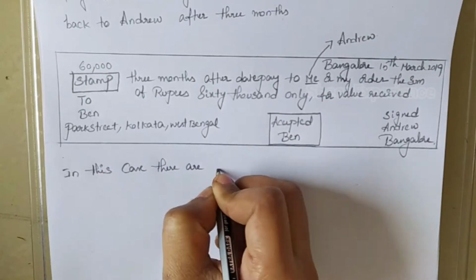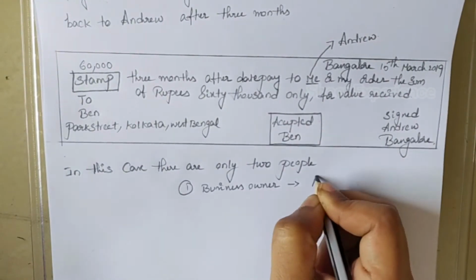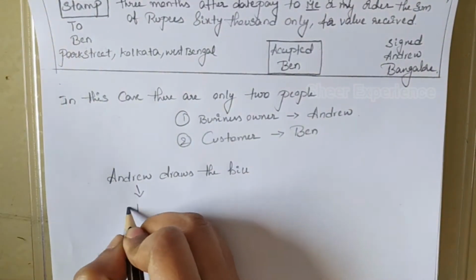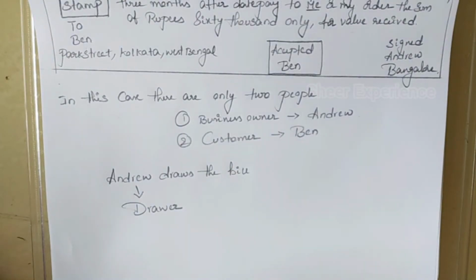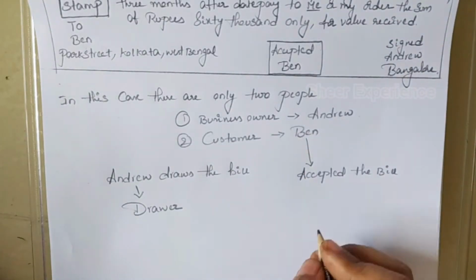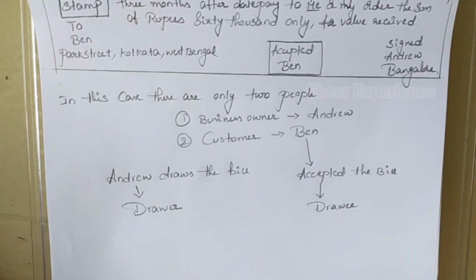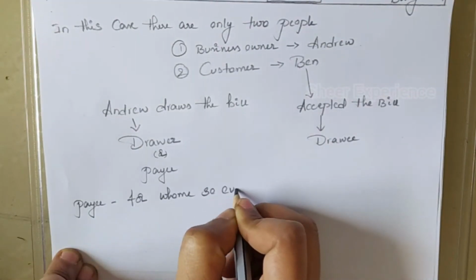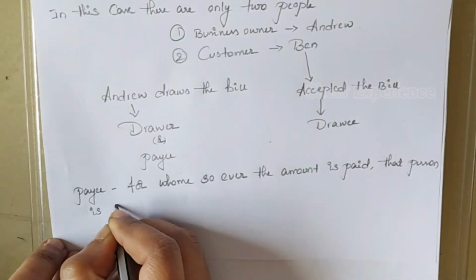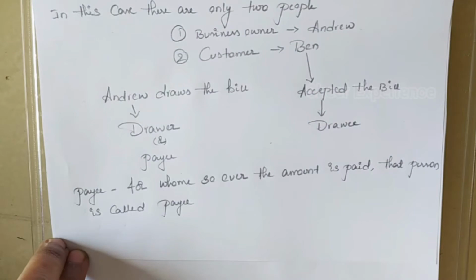In this case, there are only two people involved. One is business owner Andrew and the other is customer Ben. Andrew draws the bill here, so he is the drawer. Drawer means he is the one who is writing the bill. Ben is the one who is accepting the bill, so he is called drawee or acceptor. Here we have one more term called payee. Payee is the one who is supposed to receive the money on the due date. In our example, the business owner, that is Andrew, is the payee because he is going to receive the money.